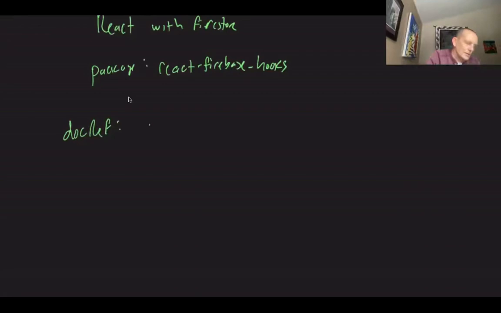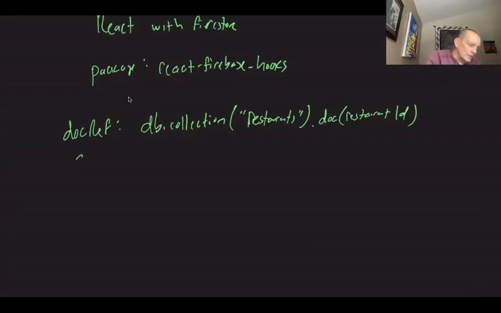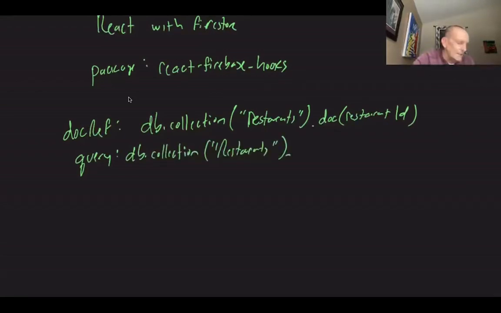A doc ref will often look something like db.collection of lists, let's say restaurants, dot doc of whatever your restaurant ID is. Or we can also have a query, which looks like a query over some collection. Let's say we throw in a where clause. Again, this is a valid query all by itself, but we can throw in where clauses, an order by, or a limit. Let's in fact just leave it like this.